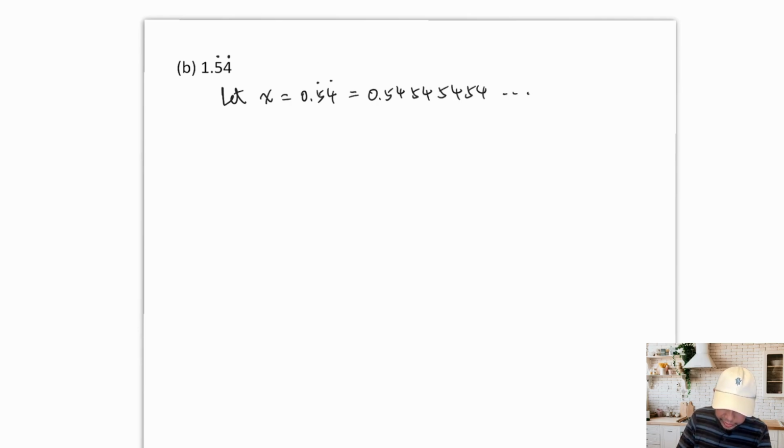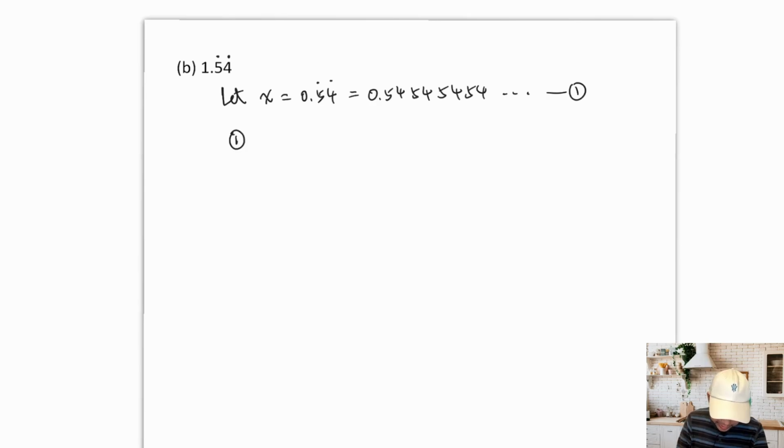Part B, we are going to convert 1.54 recurring, with the dot over both digits. The assumption will be a little bit different. Let x be equal to 0.54 recurring. We ignore the 1, and later we will add it at the end. So x is equal to 0.54545454, and so on. We assume that it is equation number 1.